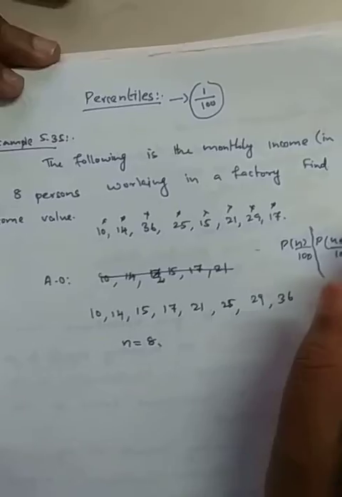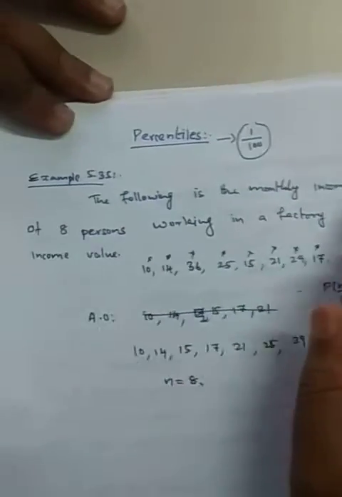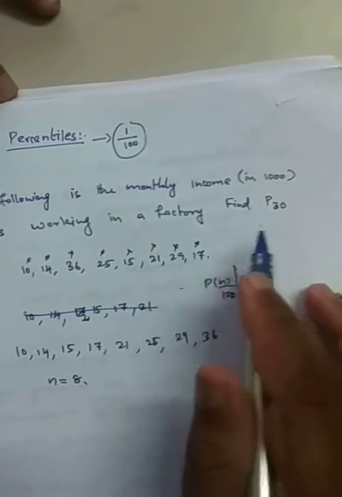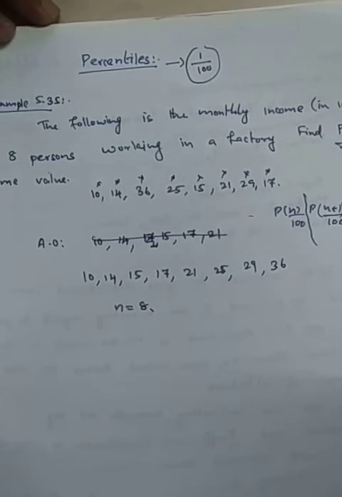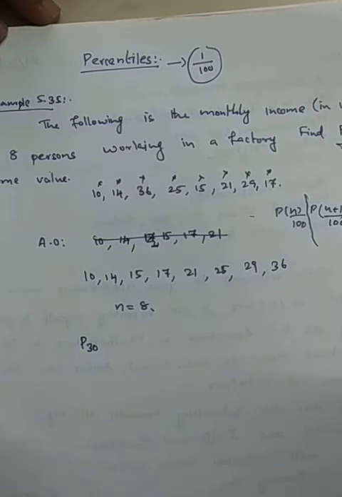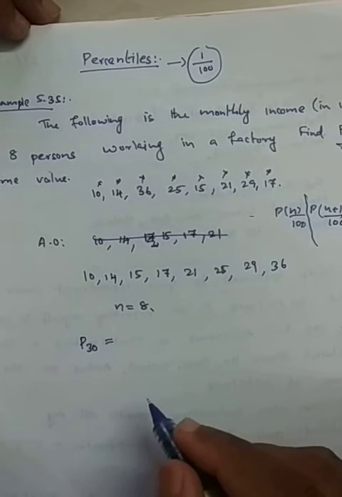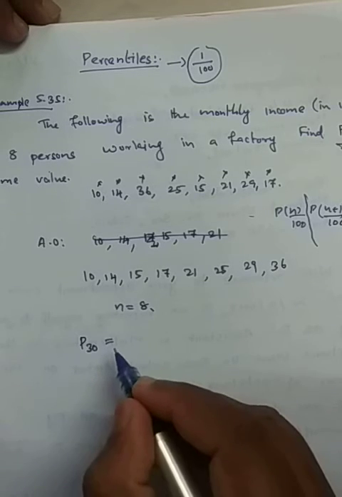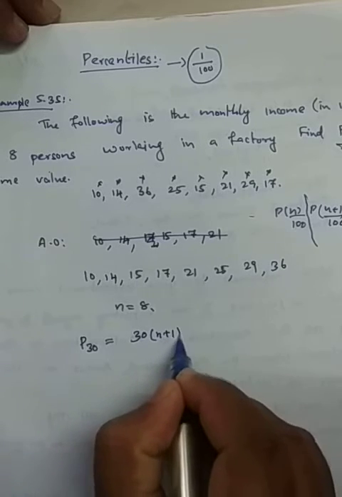So what are they asking? See the question: the following is the monthly income in thousands of 8 persons working in a factory. Find P30. P30 is given, so we need to find P30, the 30th percentile. What's the formula? 30 into n by 100, that is 30 into n plus 1 by 100.